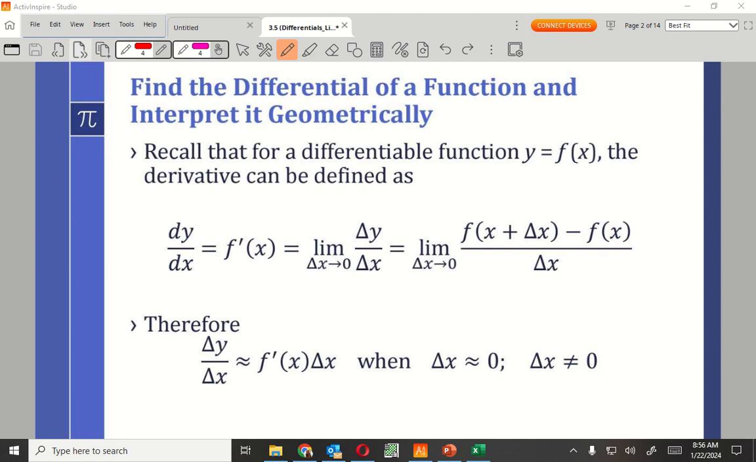Using a limit process, f prime, the derivative of f of x, is about what for your delta x, when delta x is about 0. So we're approaching 0, but it cannot equal 0, because otherwise that would be undefined. Okay, good.